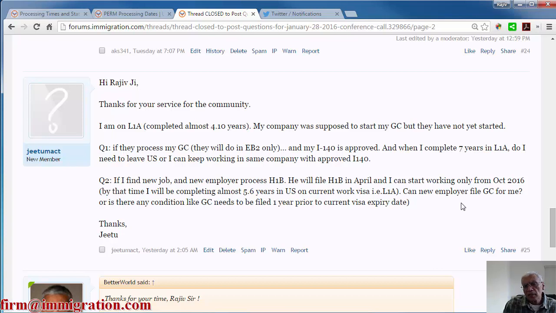Is there any condition that the green card needs to be filed 1 year prior to the current visa? No, not at all. Even if you have to leave USA while you're in India or Philippines or China or Australia or New Zealand, an employer in USA, one or more employers, can start your green card even though you're outside US. Okay, this was the last question, folks.